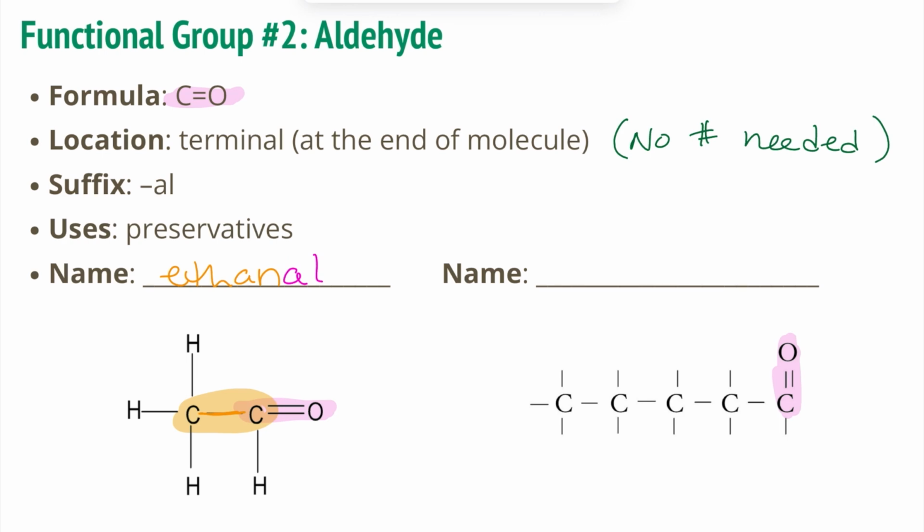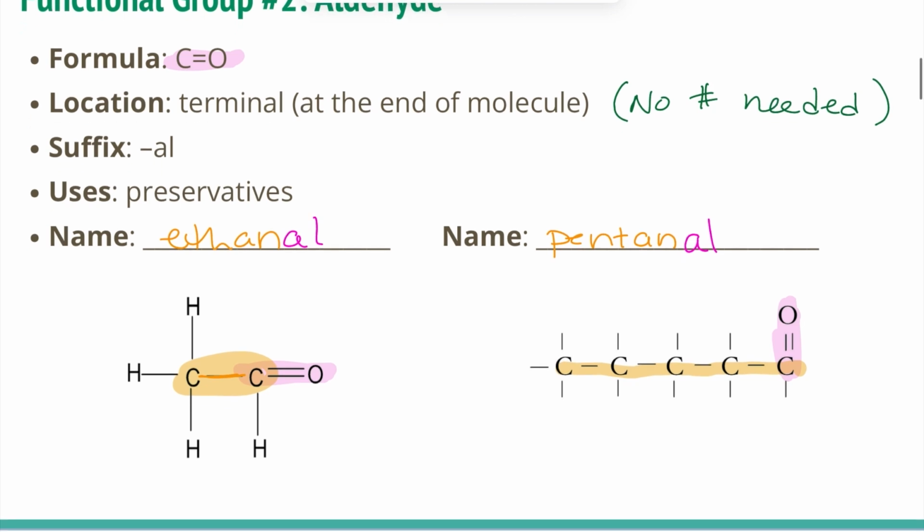Looking at our next one, we've got a chain of 1, 2, 3, 4, 5. So 5 is pent. These are connected with only single bonds, so pentane. We get rid of that E and then put on that AL ending to show that this is an aldehyde. If we were to go ahead and draw this, I will draw the line structure for pentanal.